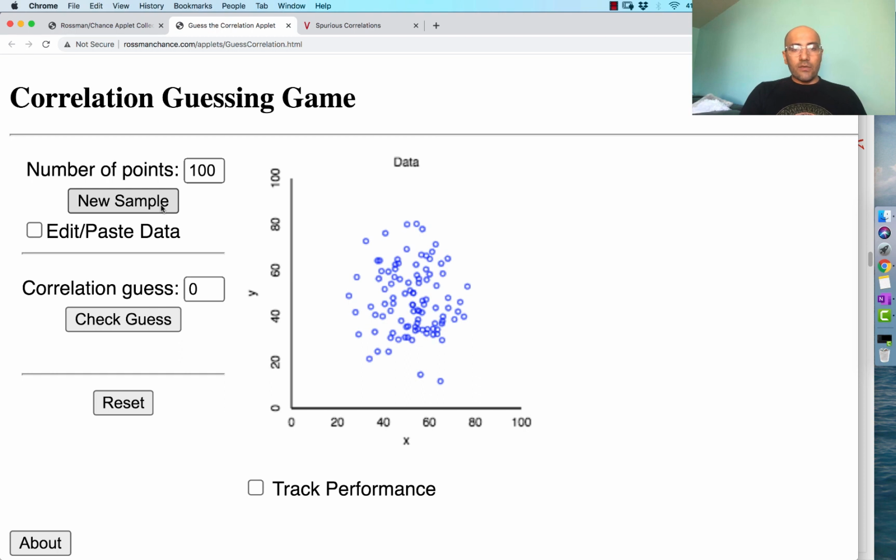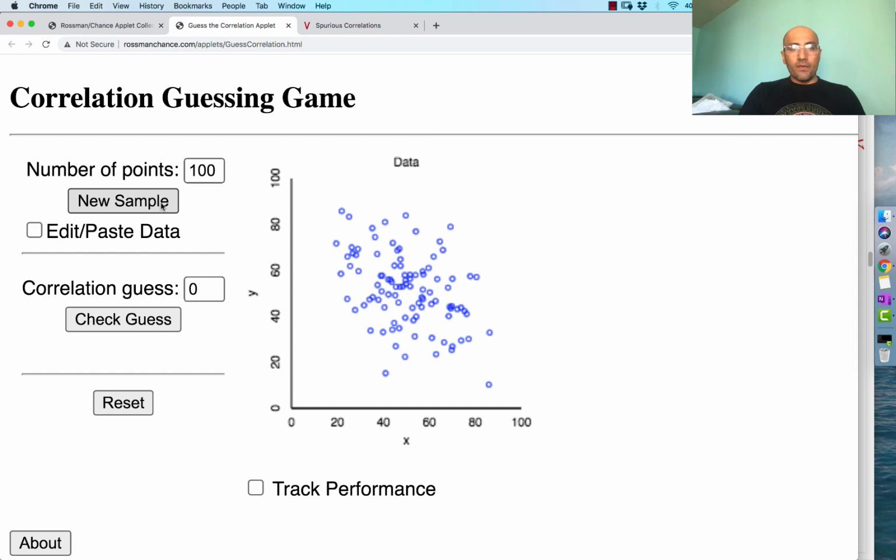Okay, let's try a new one. This looks like almost randomness to me. If I had to guess, there seem to be a few more this way. I'm going to guess negative 0.2. Even closer to 0 than I had guessed. So it's really close to total randomness here, so there is no linear relationship. Okay, a pretty weak negative one, I would guess. So I'm going to guess negative 0.4. Was right on the money.